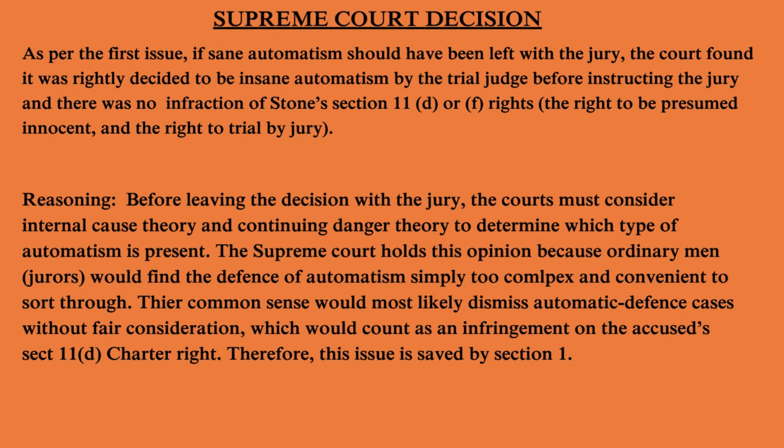The Supreme Court majority found that the trial judge took proper procedure of analyzing the type of automatism and considering legal precedent set by other cases. The Supreme Court ruled that it was not an infraction of Stone's Section 11F right, which guarantees a trial by jury, as it was saved by Section 1 in this case. Their main reason for this is that jurors are ordinary men. They use their common sense, which would likely find it much too convenient that a person claims automatism after committing a crime. These cases also have so many overlapping legal and medical definitions that it's only appropriate for the judge to first analyze the nature of automatism before handing the decision to the jury.